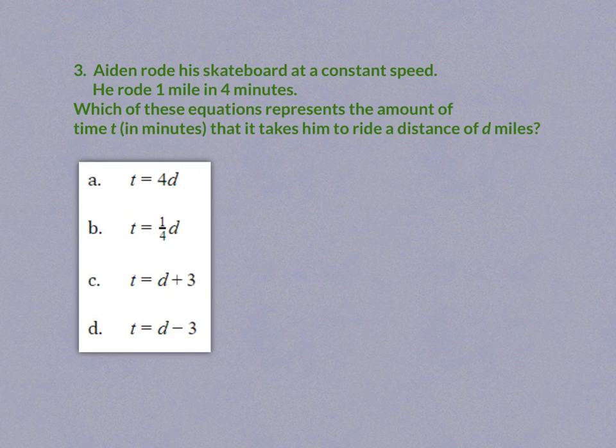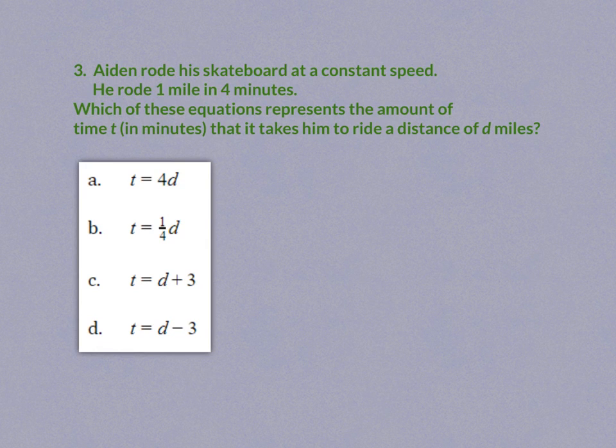Our next question. Aiden rode his skateboard at a constant speed. He rode 1 mile in 4 minutes. Which of these equations represents the amount of time, T, in minutes, that it takes him to ride a distance of D miles? So for this one, I'd actually like to set up a nice little chart here.